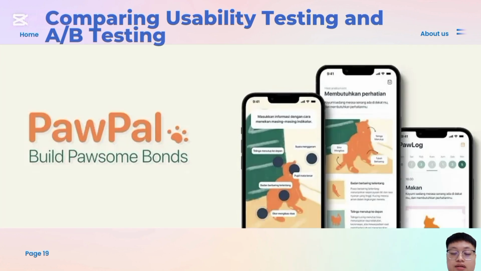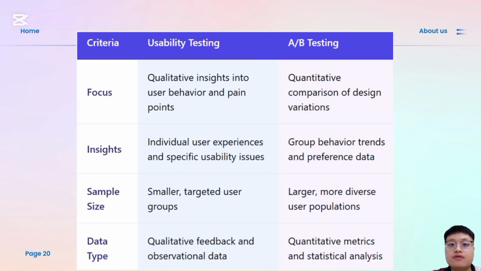Now let's go for the comparison of usability testing and A/B testing. You can see I've done a table for usability testing and A/B testing across the criteria. So for the first criteria, focus, usability testing uses qualitative insight into user behavior and pain points, while the A/B testing uses a quantitative comparison of the design variations. Secondly, for the insights, usability testing uses individual user experience and specific usability issues, while A/B testing has group behavior, trends, and preference data.